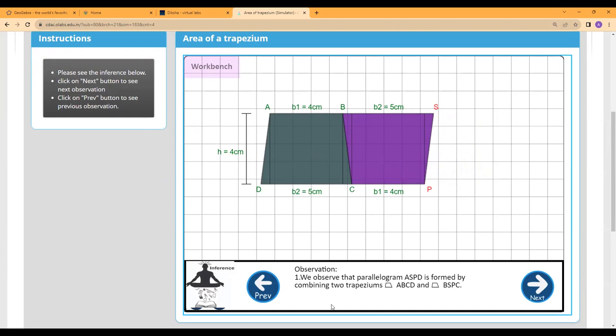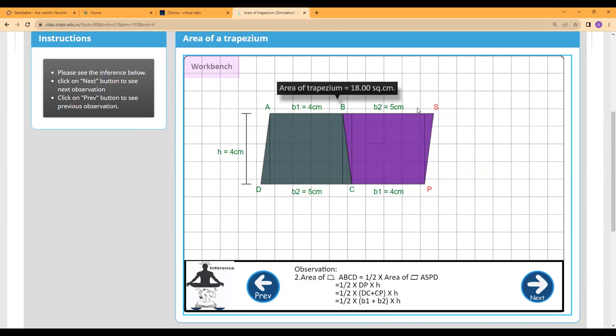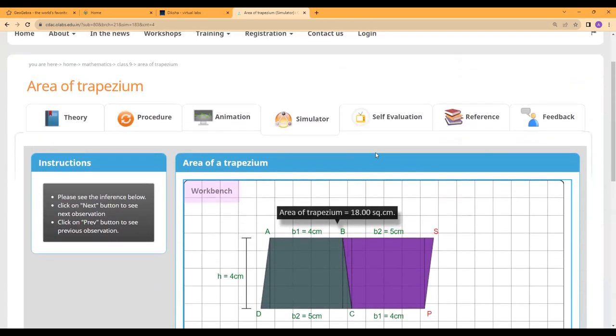So what inference is there in the bottom, you can see we observe that the parallelogram ABCD is formed by joining the two trapeziums. So area of trapezium ABCD is half of the area of the parallelogram. And what is the area of the parallelogram? Base into height. And what is base here? Base is DP, and how to break DP, DP as DC plus CP, that is, we always get area of trapezium is half into the sum of the parallel sides into height. So these types of simulations are there.